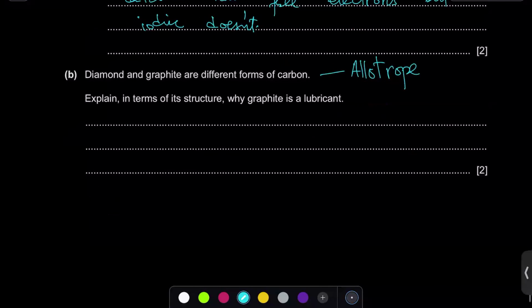Explain in terms of structure why graphite is a lubricant. Okay, so it's a lubricant because it has layers which make it soft, they can slide. वो सारी बात हम यहाँ पे लिख देंगे that it has layers of atoms which can slide over each other.